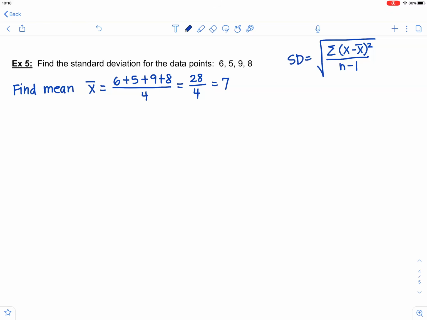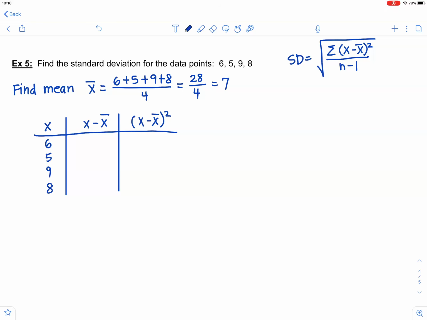Our next step, sometimes it's nice to organize your information in a table. So that's what we will do here. The x is just referring to your data values, 6, 5, 9, and 8. And then the x minus x bar column, you're taking your data value minus the mean. Each data value minus the mean, in that order.